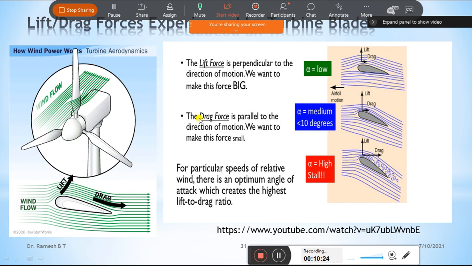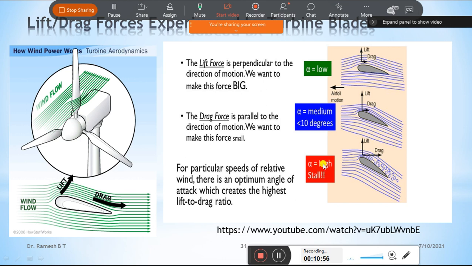And this alpha, we already know, is the angle of attack, and for a particular speed and relative wind, there is an optimum angle of attack. If there is an optimum angle of attack, it will reduce the drag force and increase the lift force. Only at the optimum angle alpha. If alpha is low, you can see there is a maximum drag force, or if it is medium, there is also some drag force.